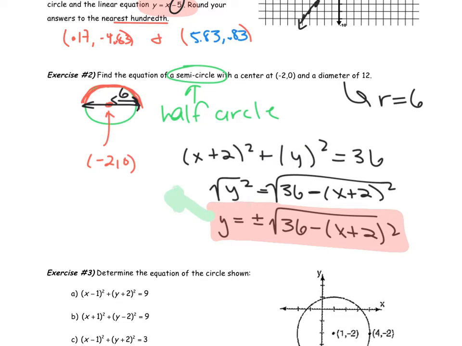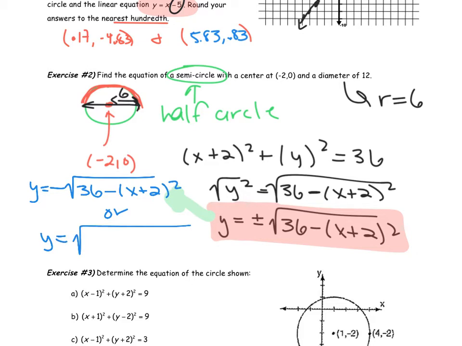So you've got to pick either, and I'll write it out just so you can see what I'm talking about. We're going to write either y equals negative square root of 36 minus x plus 2 squared, or we'll have y equals just the square root of 36 minus x plus 2 squared. Okay, so it's either or, you can't be both. If you're both, then that's the equation of a circle. So you're looking at either this equation here or this equation. So you definitely want the or, it's not both.